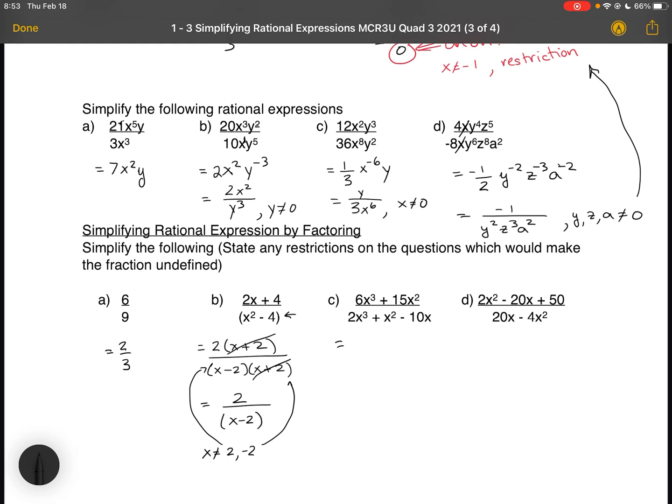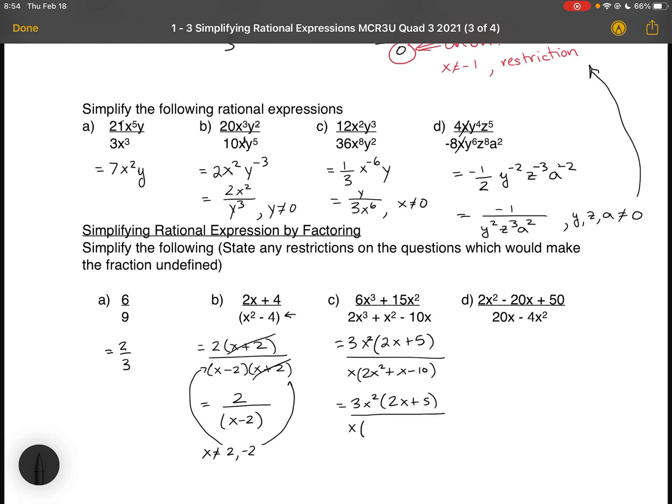Let's try another one. So I'm going to start off by looking at the numerator, seeing if I can factor it. I can common factor again here by taking out 3x squared, which simplifies to 3x squared times 2x plus 5. And then I'm going to see what I can do on the bottom. Here it looks like I can start off by common factoring. And then I've got a tricky trinomial that I'm going to factor. So I'll leave my numerator alone for now.